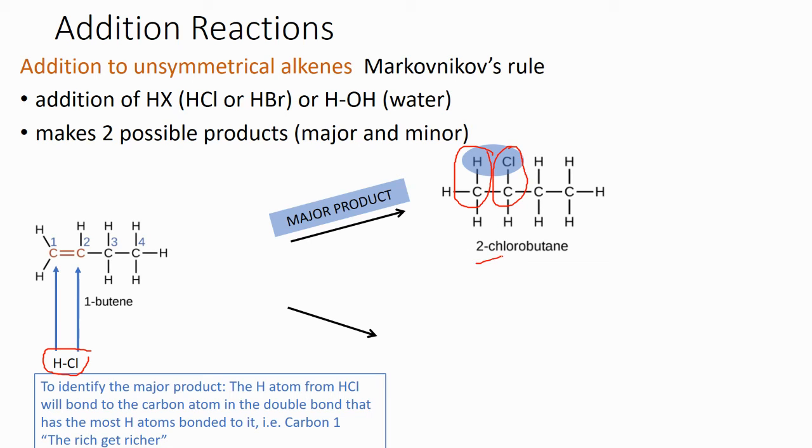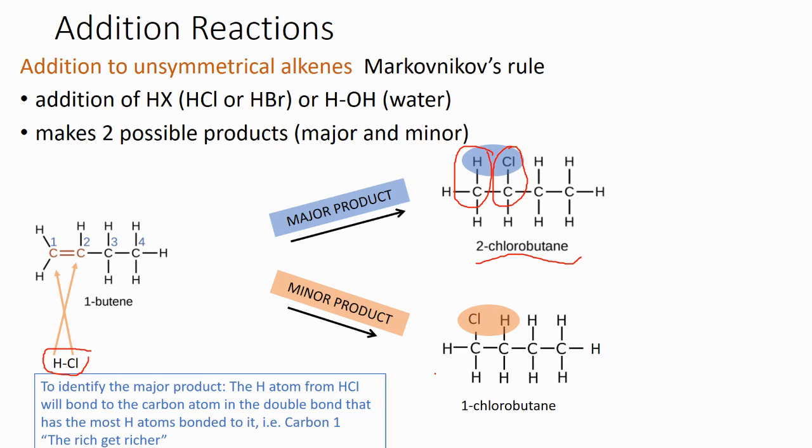And so that's 2-chlorobutane. That forms our major product. But the chlorine could also add to carbon 1 and the hydrogen add to carbon 2. So that would form the minor product. That's because the hydrogen is adding to carbon 2, which has the least number of hydrogens, so it's least likely to occur. So that forms 1-chlorobutane with the hydrogen on carbon 2 and the chlorine on carbon 1.